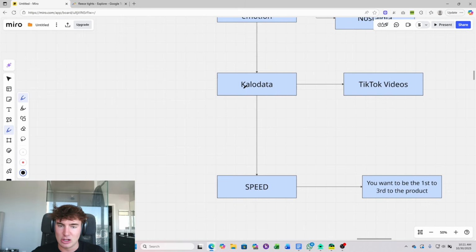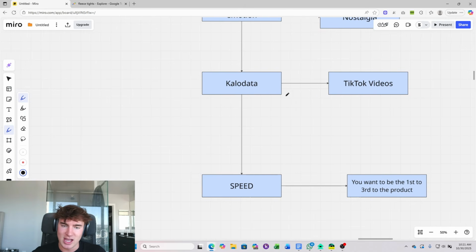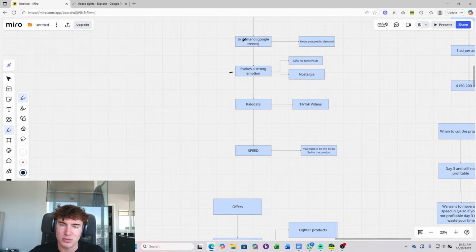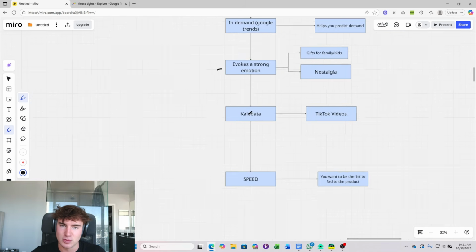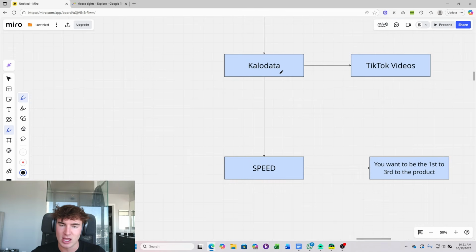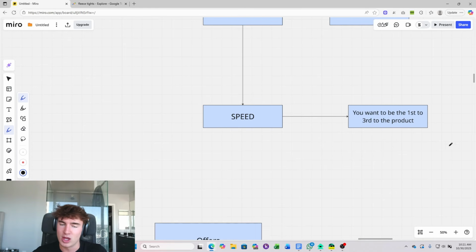So you really want to be on Calidata every single day, trying to catch these products before they hit an insane jump. And that's what these criteria will help you with, being able to almost predict the jump on Calidata. So if it's only like 40, 50K rev and it's about to shoot up to like 150K rev, you can catch it before it does that, and then you'll be the first one to the product.